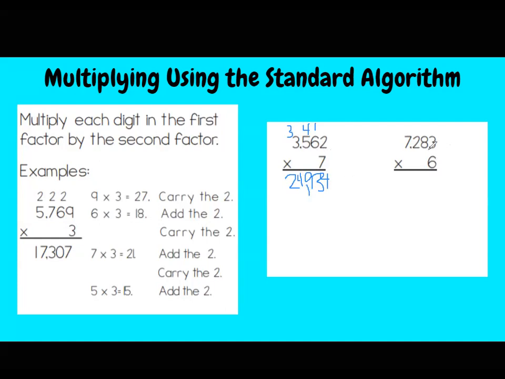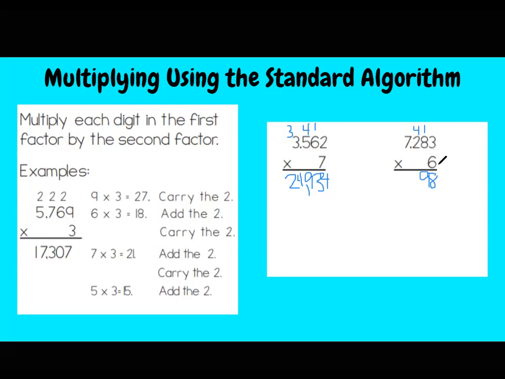If we look at our second example, we have 7,283 times 6. So we take this factor 6 and multiply it by every digit in the top factor. 6 times 3 equals 18. So we put our 8 and carry our 1. Then we multiply by our tens. 6 times 8 is 48, plus 1 is 49.